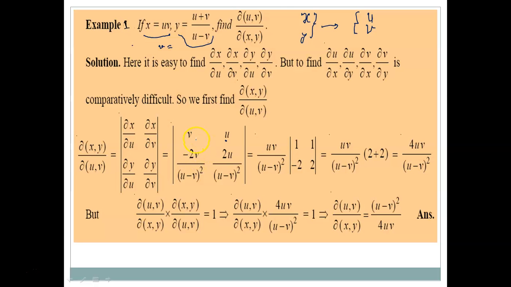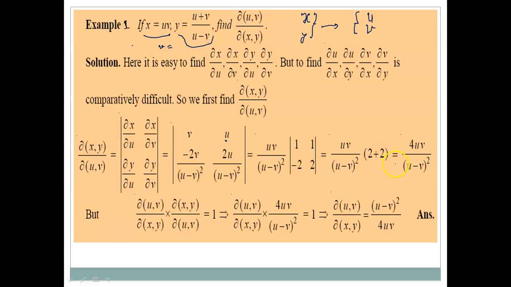What we can do here: from the first column, you can see v is common, so we take v outside here. Then from the second column, you can see u is common, so you can take u outside. Further, if you look at the row, then in the row 1 upon (u² − v²) is common, so that can be taken outside. Then what we are left with here is 1, and here it is minus 2, then here 1 and it is 2. Then you simplify the determinant. 2 ones are 2, minus minus of 2, so it becomes 2 plus 2, that is 4uv over (u² − v²).